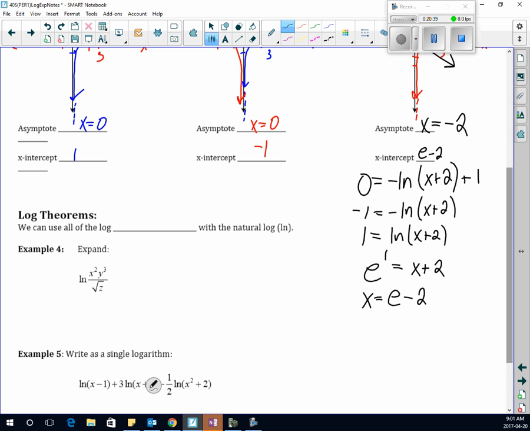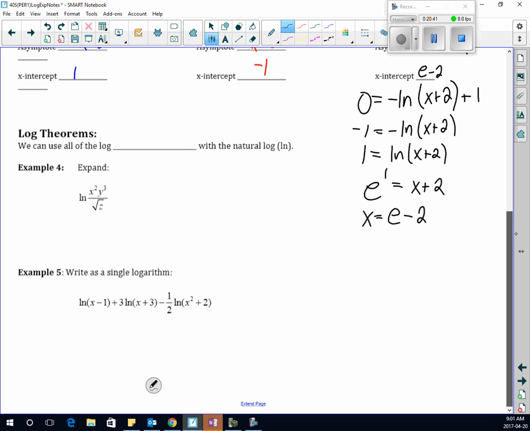All right. Okay, log theorems. We can use all of the log theorems with natural log. So you remember how to expand this with the common log, or a base log of 2 or whatever? The numerator becomes addition, and the denominator becomes subtraction. The exponents become coefficients. So I'll give you a second to do this one.